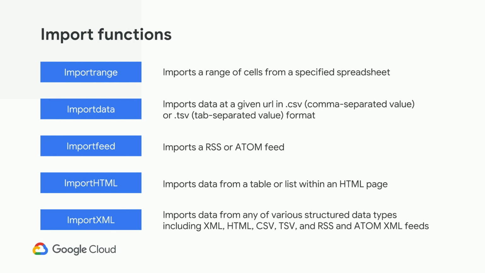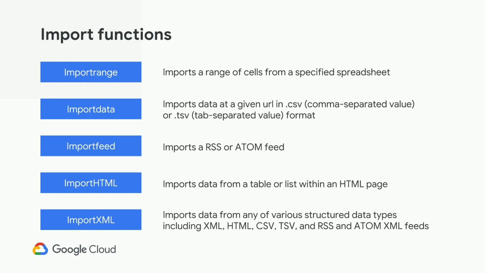You also can get data into Sheets via import functions. So we have a whole host of import functions that you can use when you're writing your formulas. Things that will pull in data from externally saved files, from RSS feeds, from web pages, from XML. But the one that's used the most often is the first one, the import range function. This allows you to pull in data from other spreadsheets.